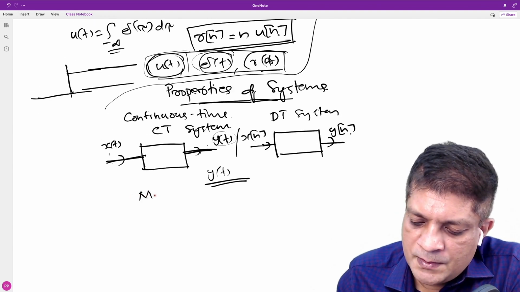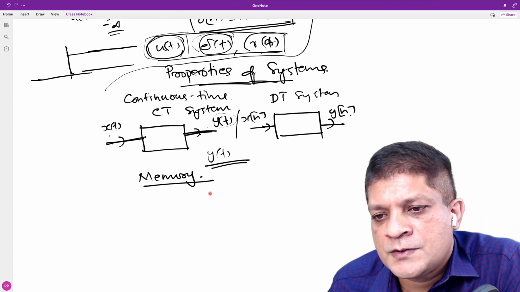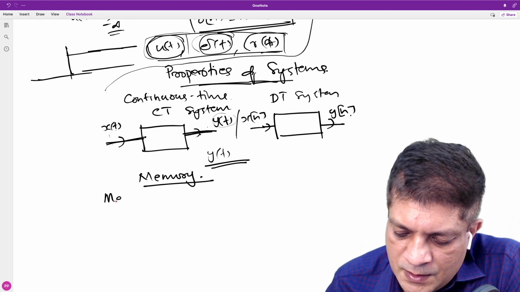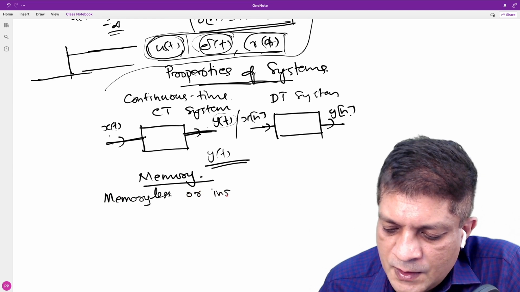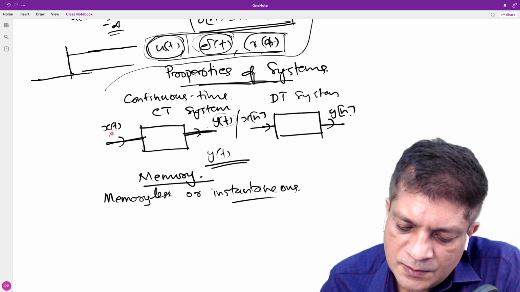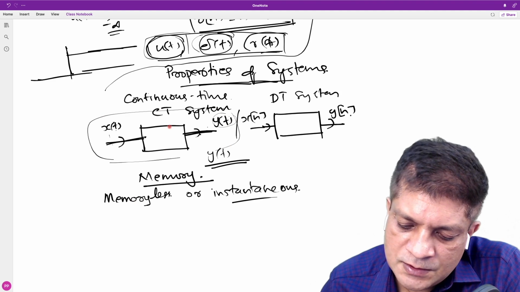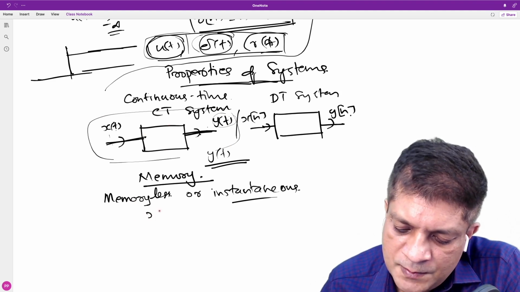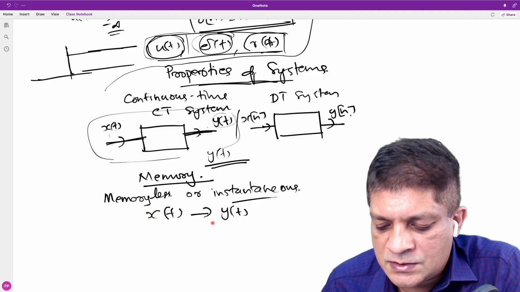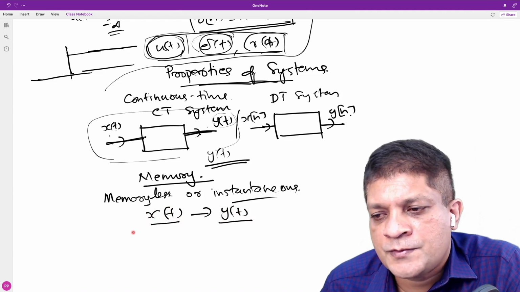First property is the memory of the system. A system is said to be memoryless or instantaneous if the output... this is the relation between the input and output. This is the pictorial representation of that, and most of the time I'll be using this notation x(t) to y(t). That means it is a system. x(t) is the input to the system and y(t) is the output of that system.